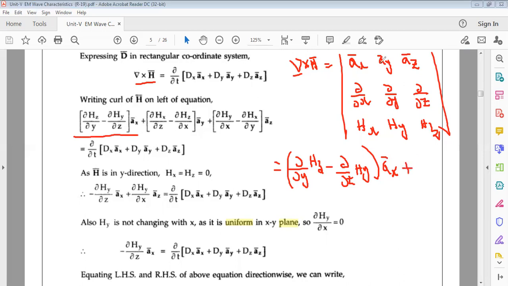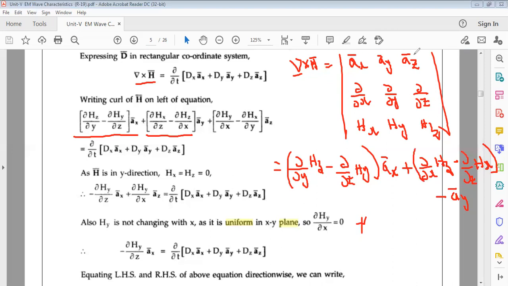For the second term, take the minus ay, that means dou by dou x into Hz minus dou by dou z into Hx, all multiplied with the minus ay bar. So minus, you can multiply, it becomes a plus and this term is a minus. So dou by dou z of Hx minus dou Hz by dou x into ay bar. Okay, you can multiply the minus for the second term.